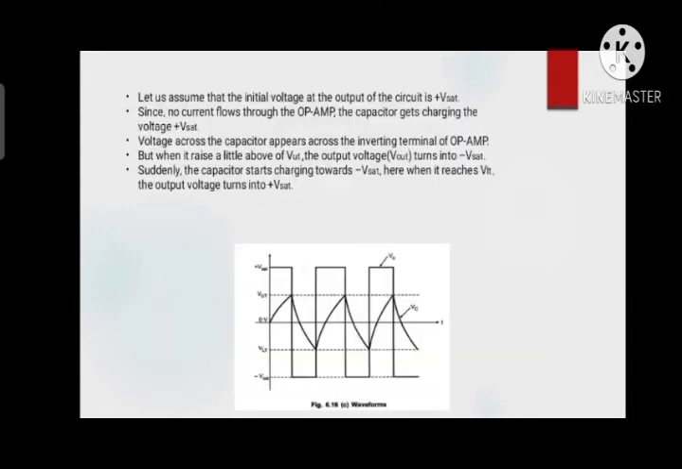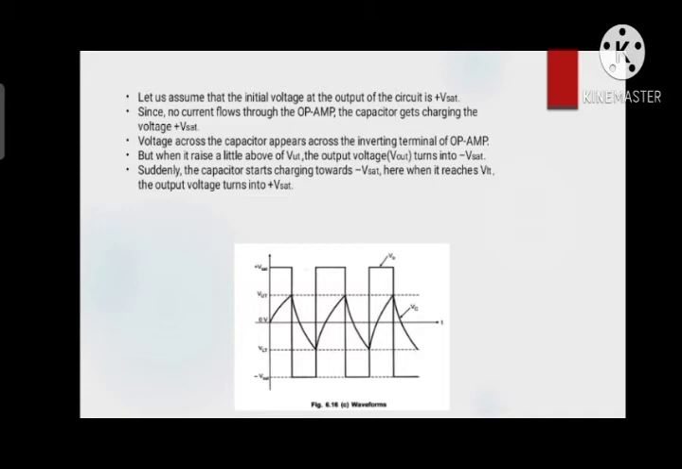With the help of the prior knowledge of the Schmitt trigger, we analyze the astable multivibrator circuit. Let us assume that the initial voltage at the output of the circuit is plus V saturation. Since no current flows through the op-amp, the capacitor starts charging towards the voltage of plus V saturation. Voltage across the capacitor appears at the inverting terminal of the op-amp.